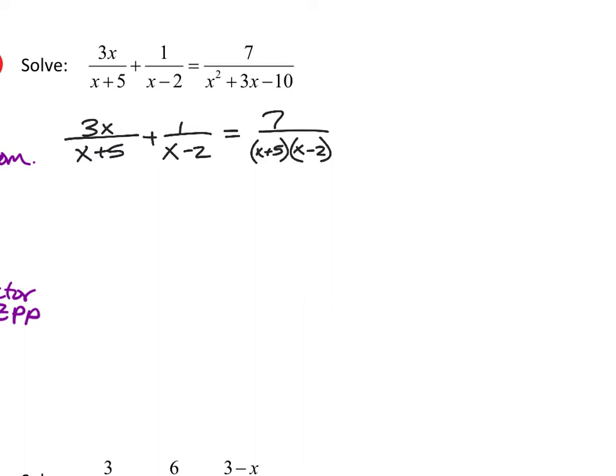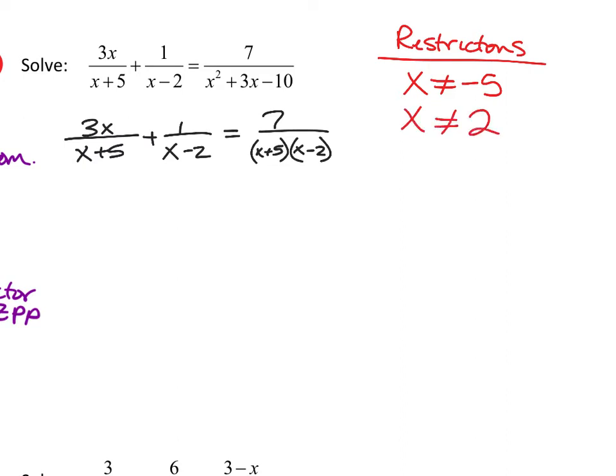Once I've factored, I can see all the factors that are in my denominators, so I can add my restrictions. Due to the first denominator, x + 5, we know that x cannot equal negative 5. Due to the second denominator, we know that x cannot equal 2. And if you look at the third denominator, it still has (x + 5)(x - 2), which gives me the same restrictions, so that's all I need. These are my restrictions.